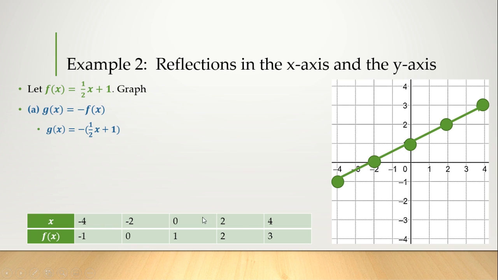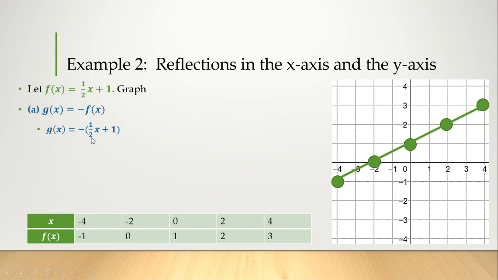Now we've got the negative in front of f of x, so I'm going to rewrite all of f of x, 1/2 x plus 1, and I'm going to put a negative in front of it. And done. That's the equation. I just substituted f of x. And now I would go through the process of putting in all my x numbers.